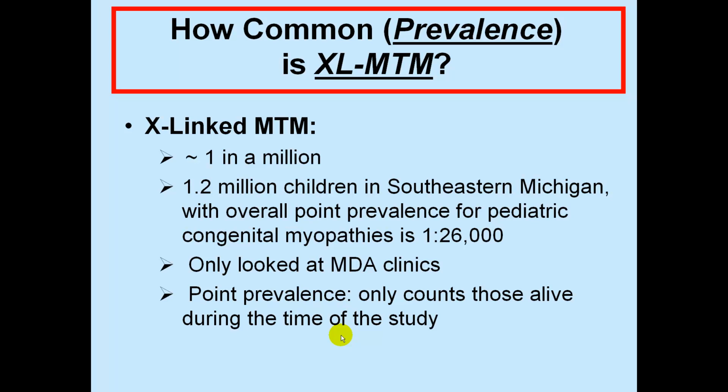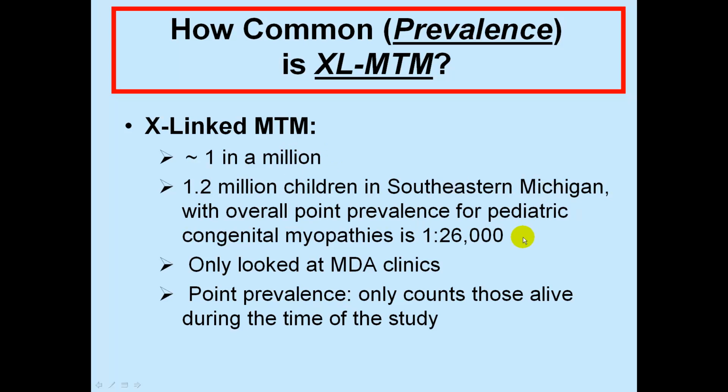So if we move on from the incidence and talk about the prevalence for X-linked MTM, now we're talking about how many people have this condition at a given point in time. Again, different than incidence. And the prevalence from one study came out to be about 1 in a million children. This was from Southeastern Michigan.